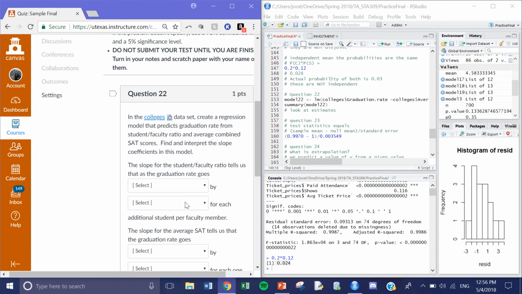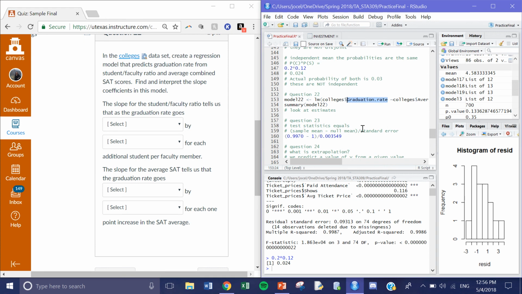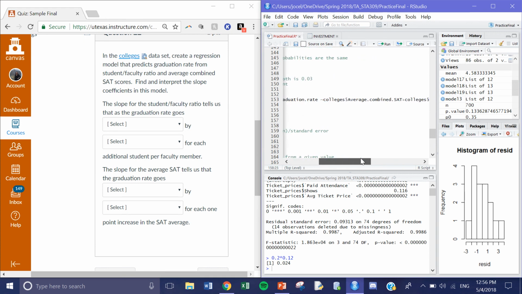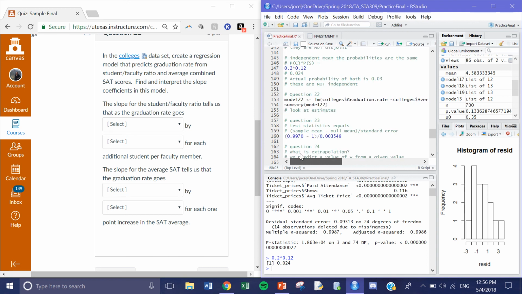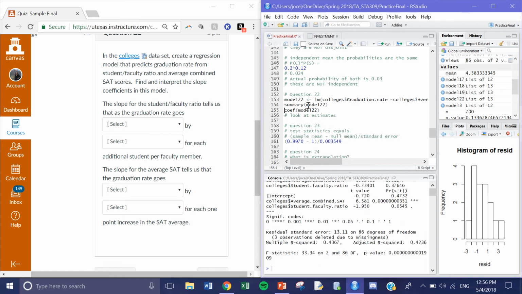Question 22. In the college's dataset, create a regression model that predicts graduation rate from student-faculty ratio and combined SAT scores. Find and interpret the slope coefficients in this model. So I'm just going to make a linear model. I'm going to predict graduation rate from these two variables, average combined SAT and student-faculty ratio. So I've created this linear model. And then we just look at the summary, or you could also just look at the coefficients, coef function. Either one will give you the information.